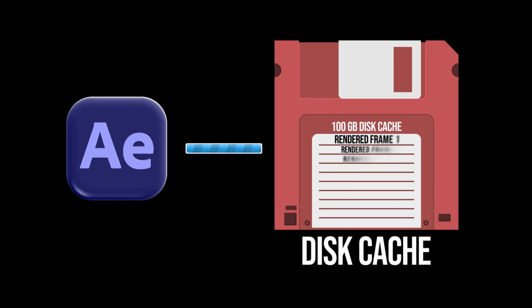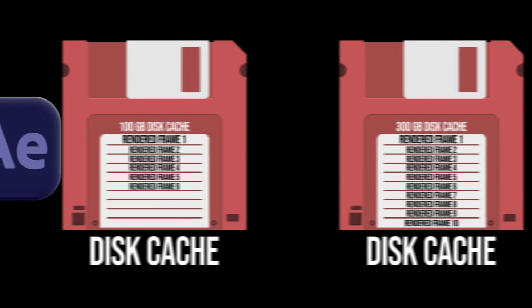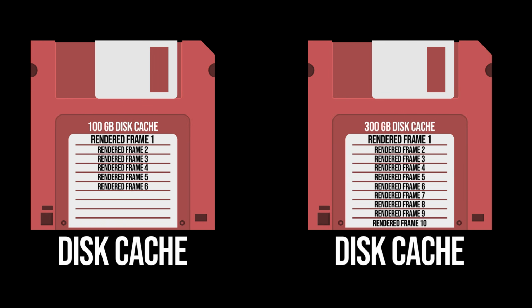Now if you're wondering what Disk Cache actually does and why a higher number is better, here's the explanation. Disk cache is a storage area on your drive where After Effects saves rendered frames. When you preview a composition, AE doesn't have to re-render every frame from scratch if it's already stored in the cache. This means previews load much faster, especially for complex compositions with effects, masks, or 3D layers. The larger your disk cache, the more frames AE can store, which reduces the need for re-rendering and keeps previews smooth.